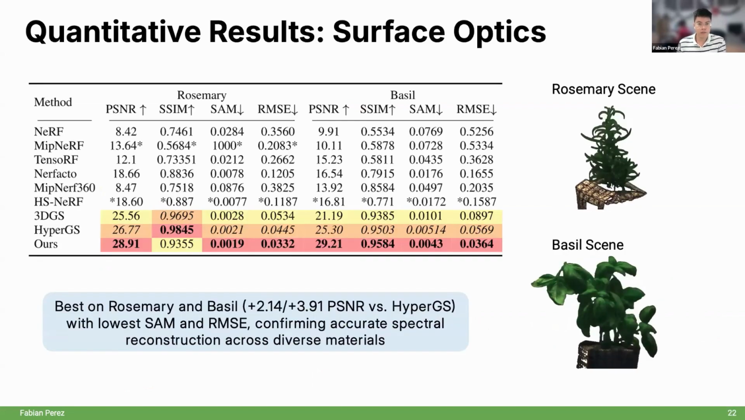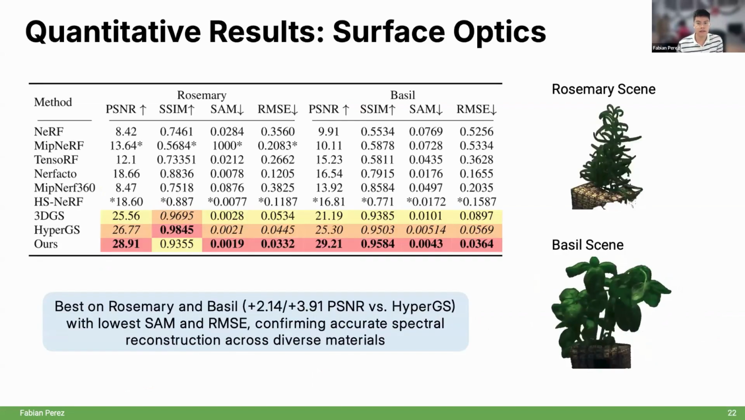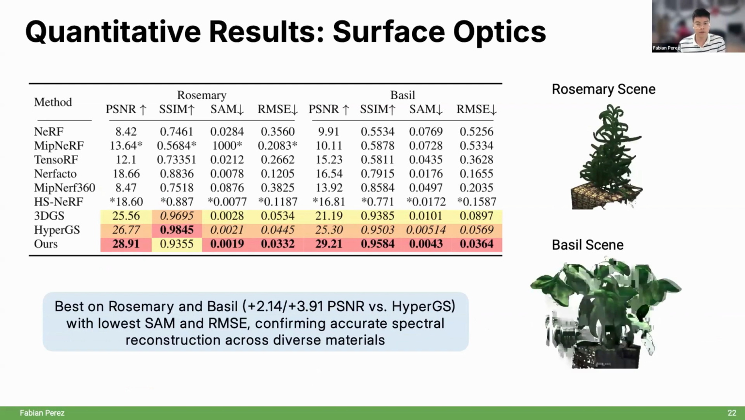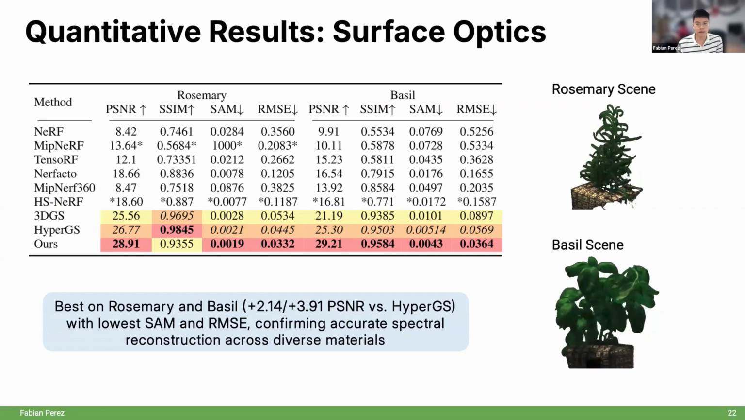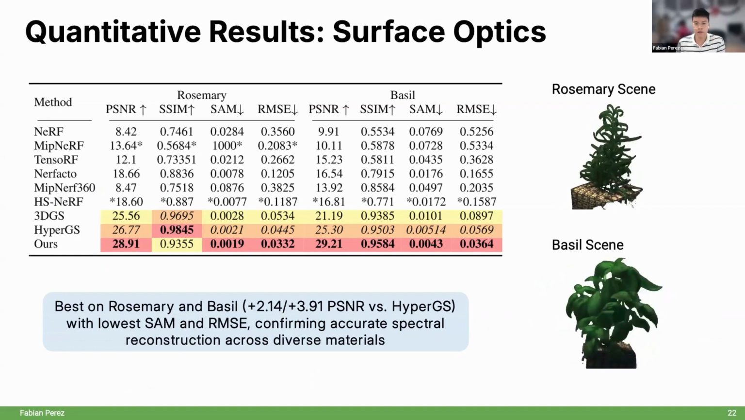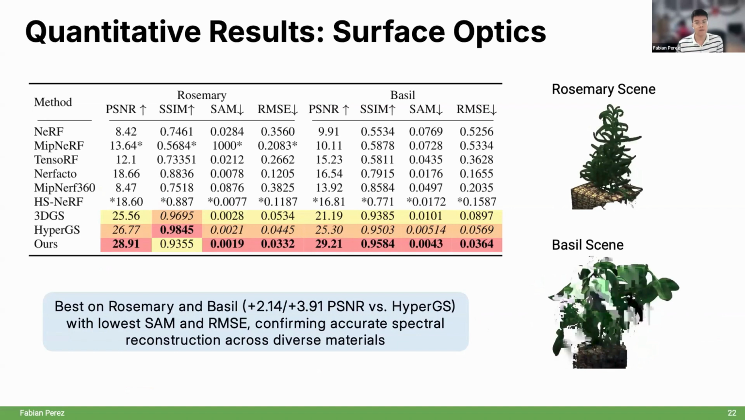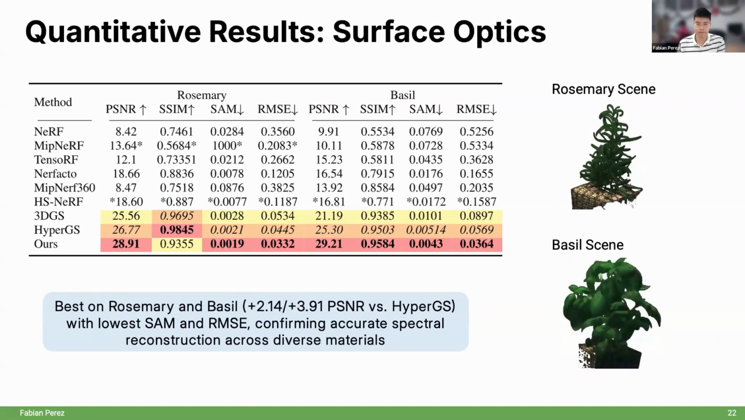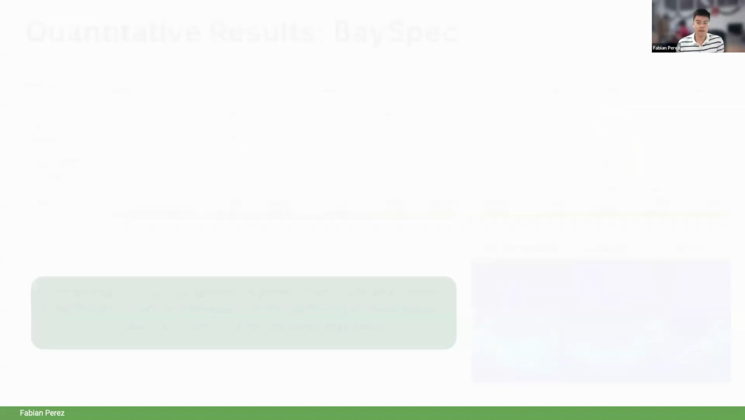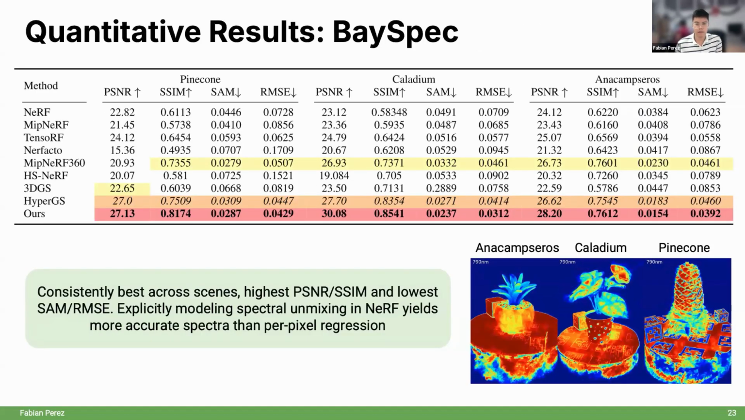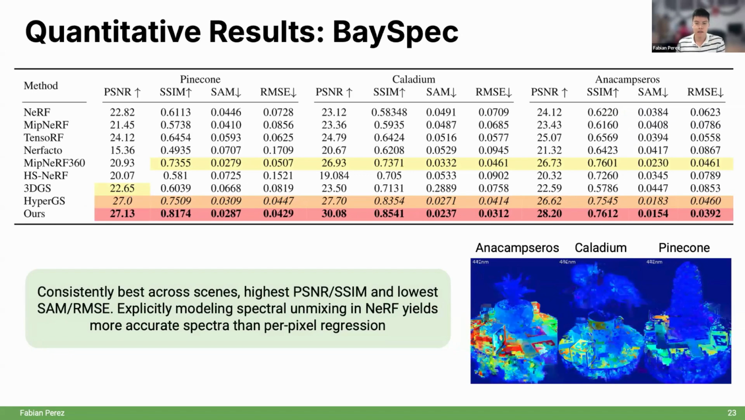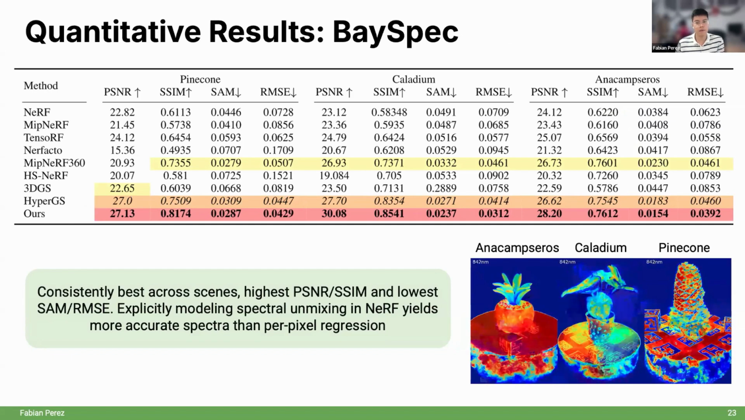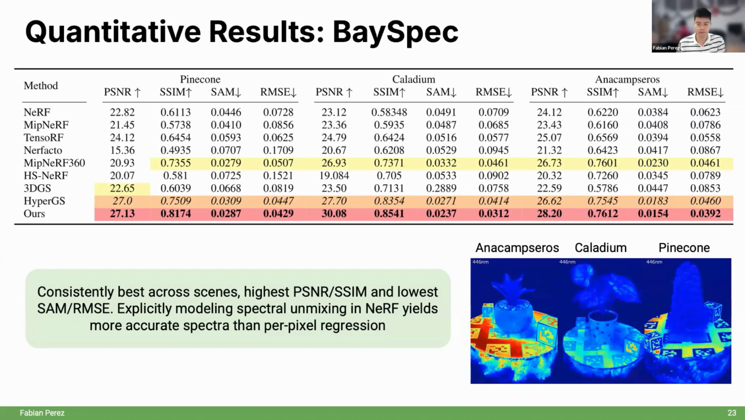On the real Surface Optics dataset, UnMix-NeRF ranks first on both Rosemary and Basil, outperforming HyperGS and achieving the lowest spectral angle map and root mean square error, showing more faithful spectral variation across materials and not just sharper RGB. Similar trends are observed in the Pinecone and Anacampseros scenes, where our approach provides both higher reconstruction fidelity and better spectral consistency in the metrics.